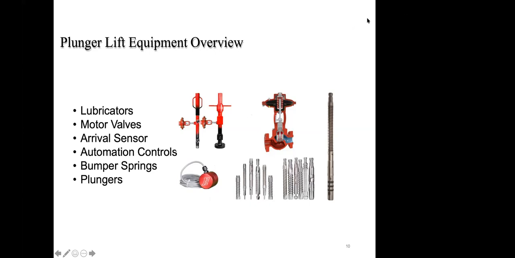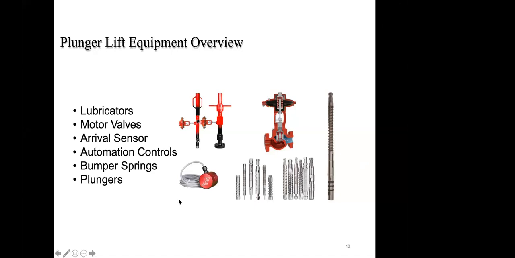The next component is what we call the bumper spring. That's a spring downhole that cushions the plunger when it falls. We want fluid there to cushion the plunger, but we also want some additional cushion for if and when that plunger does fall dry. We want something to cushion that to protect the plunger as well as the tubing from any damage you could get from not having the bumper spring down there. Also, our downhole components are our plungers, of course. The workhorse of this application is the plungers themselves.